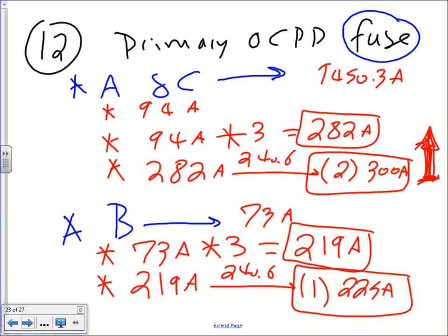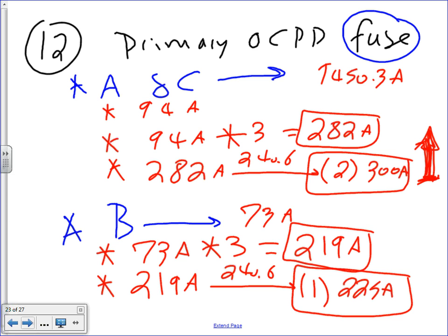So you open the cabinet, and you're going to see 2 fuses at 300 and 1 fuse at 225, and you think, who the idiot did that? Be careful, because that will be an indication that this system is actually an open center tap delta.